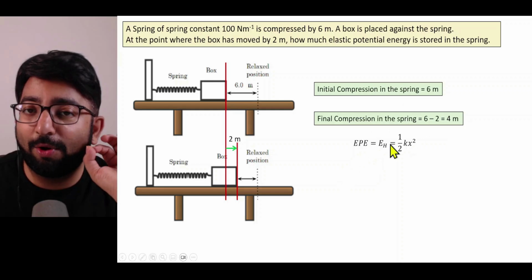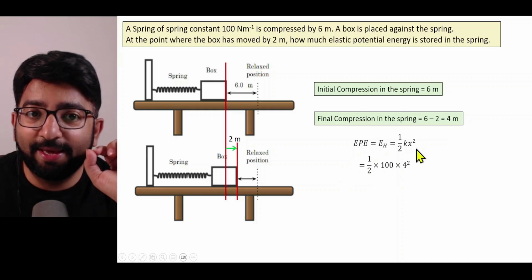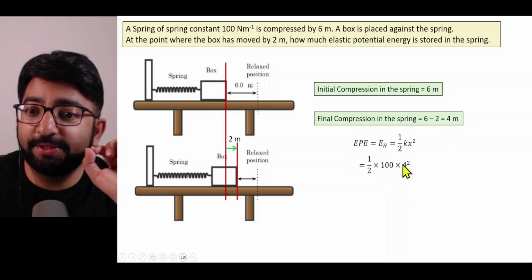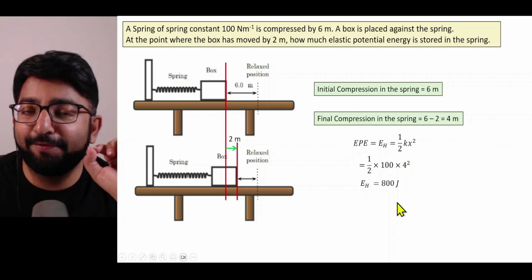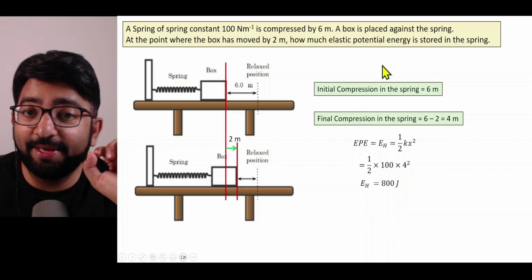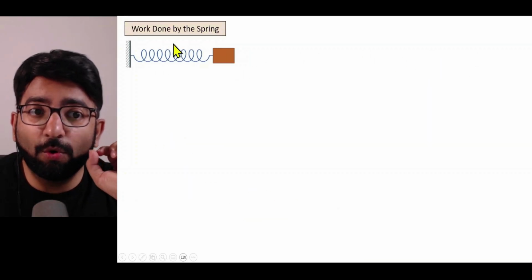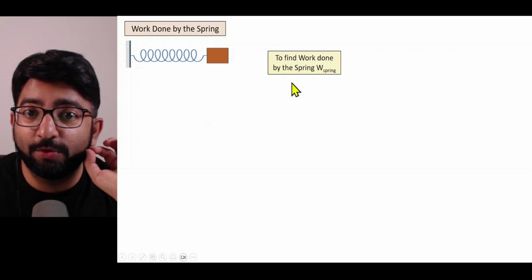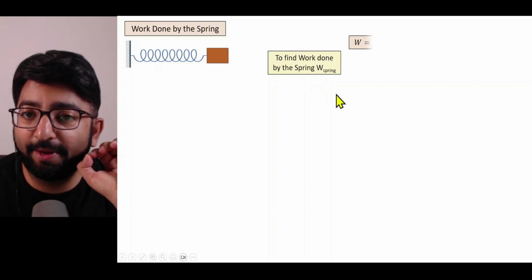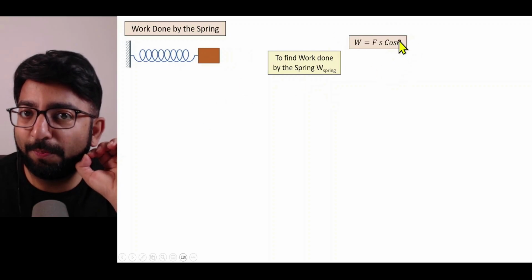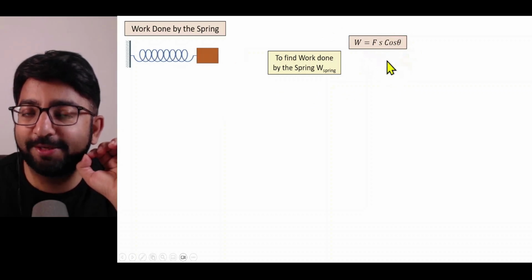And that's it. Now we have all the parameters required. k is 100. The final compression is 4. And if we simplify this, we will get 800 joules as the elastic potential energy stored in the spring. Next, we have the total work done by the spring. To find the work done by the spring, if you try to recall the most basic formula for work, which was Fs cos theta.